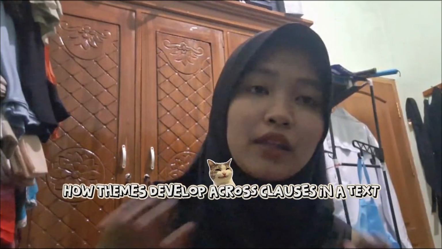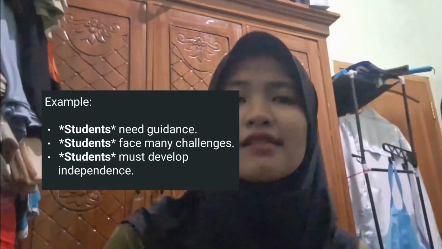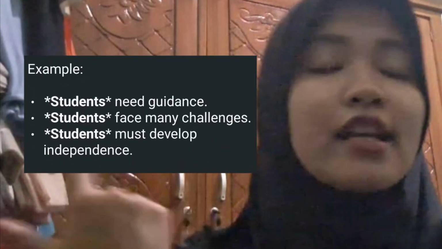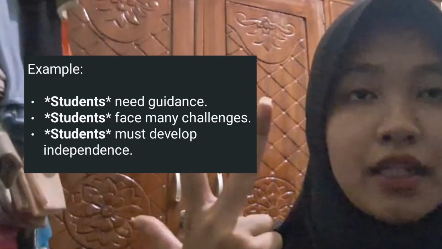Now let's talk about thematic progression, which refers to how themes develop across clauses in a text. There are three common patterns. The first one is the constant theme pattern, where the same theme is repeated. For example: students need guidance, students face many challenges, and students must develop independence. This pattern is common in explanation and argumentative texts.